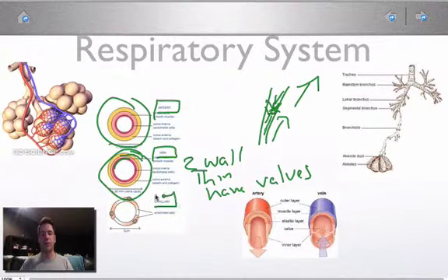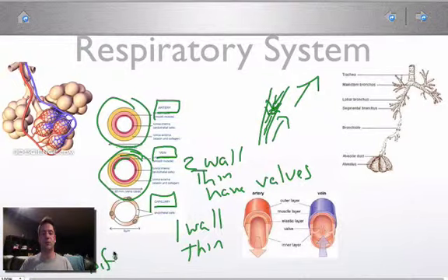And now let's talk about capillaries. Capillaries are single-walled. They have one wall. They're very thin, extremely thin, way thinner than the others. And the reason is they need to pass or diffuse materials.